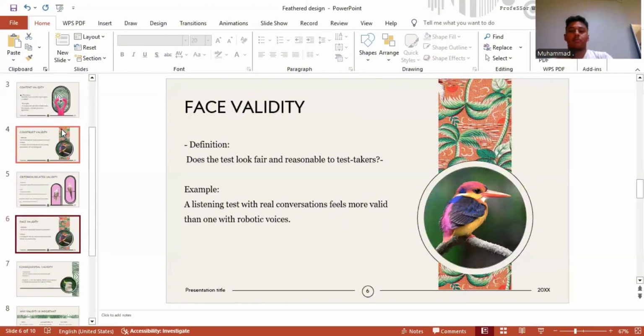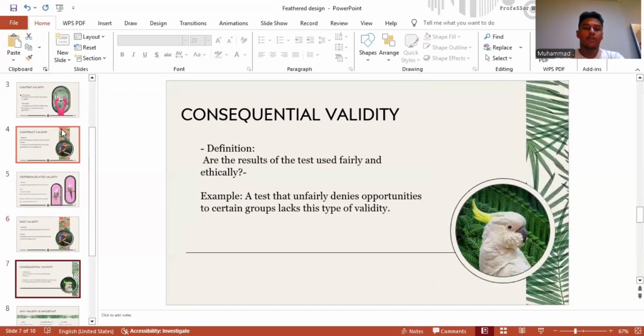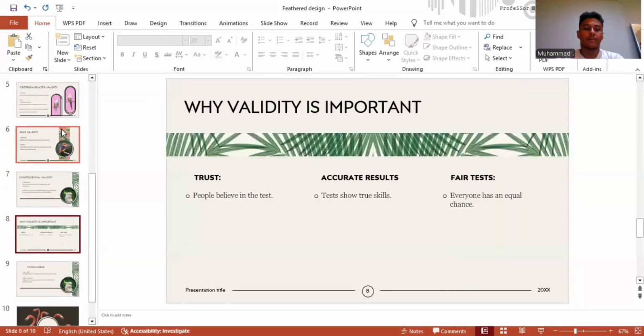The challenges of balancing validity: a test might look fair but not measure the right skill. Bias: a test might not work equally well for everyone. Consequential validity definition: are the results of the test used fairly and ethically? Example: a test that unfairly denies opportunities to certain groups lacks this type of validity.